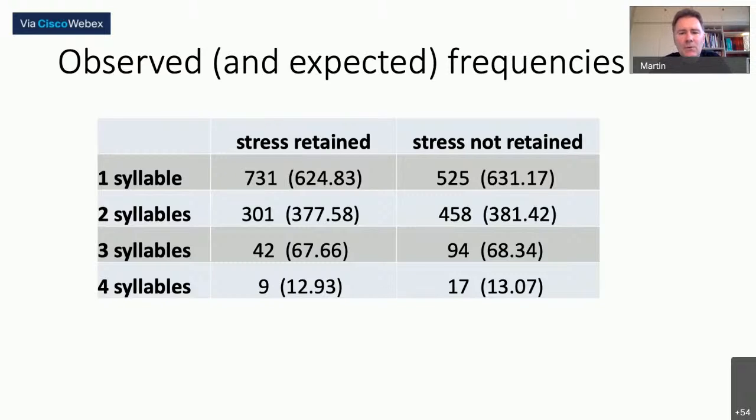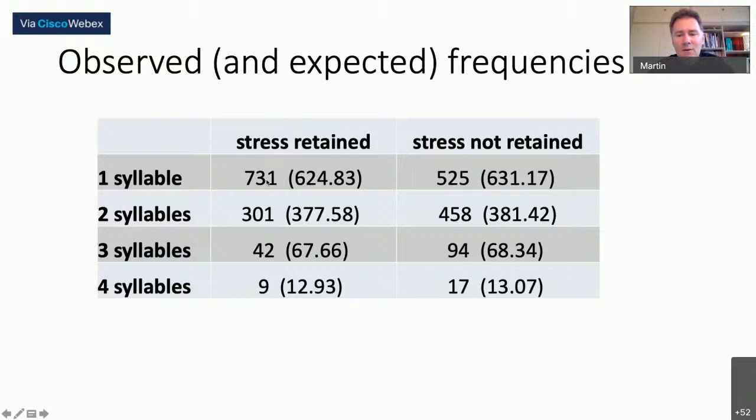In this table, you see the observed frequencies of how often stress is retained or not retained in clippings of different lengths. For example, our database contains 731 clippings that have 1 syllable and that retain the stress of the source word. The numbers in brackets indicate the expected frequencies. Based on the overall number of 1 syllable clippings and the overall number of clippings in which stress is retained, we would just expect 625 clippings, well, 624 and change. This means that there are more 1 syllable clippings with stress retained than we would expect. In other words, this cell of the table is overpopulated.